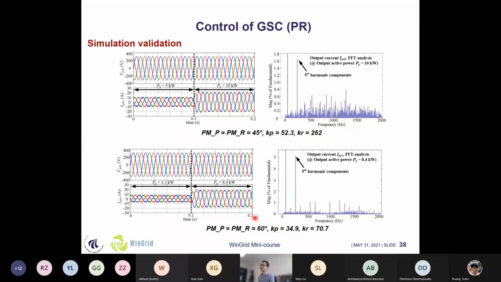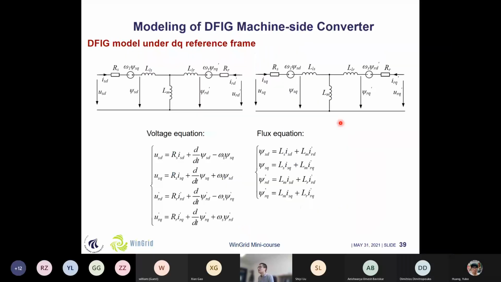And if we use the different, in case of the higher phase margin or lower bandwidth, then here you can see that actually the THD will also become a little bit higher compared to the previous condition. Then these are all about modeling and control for the grid side converters.